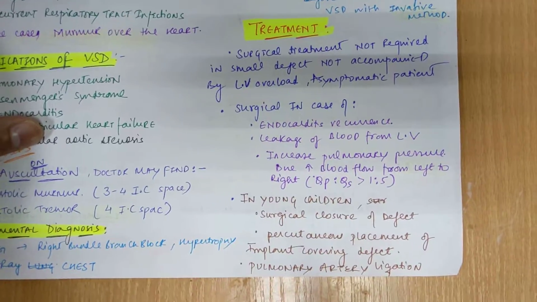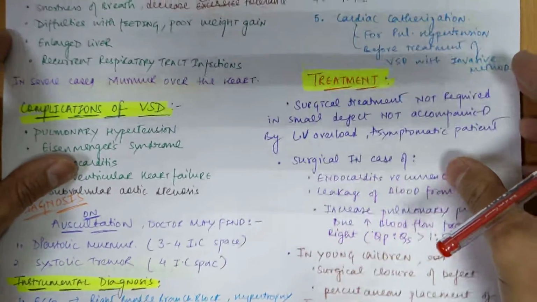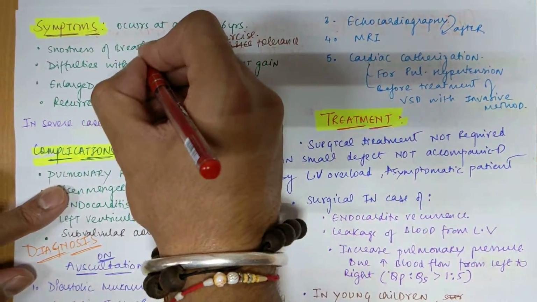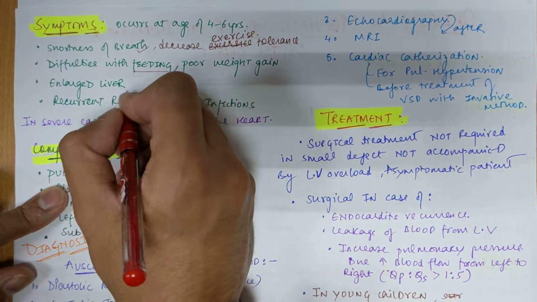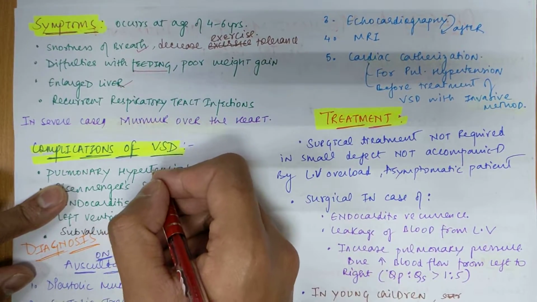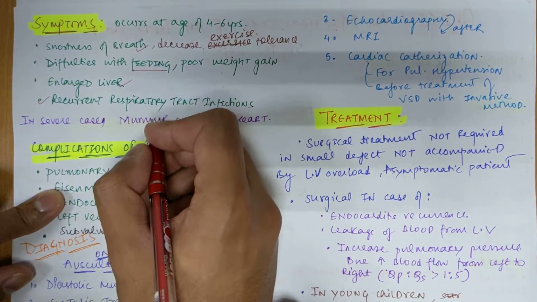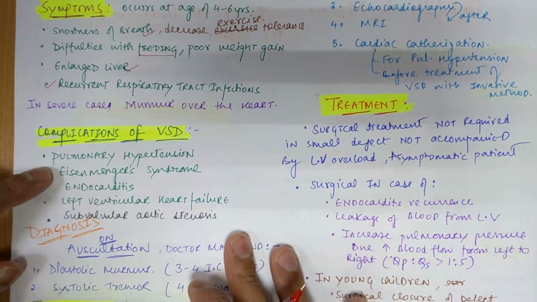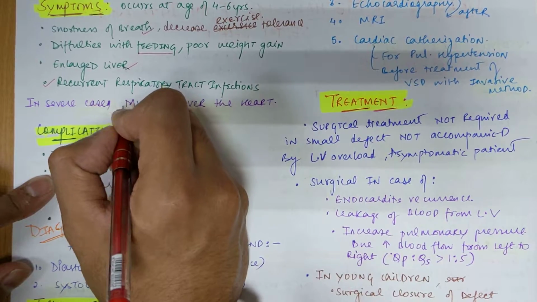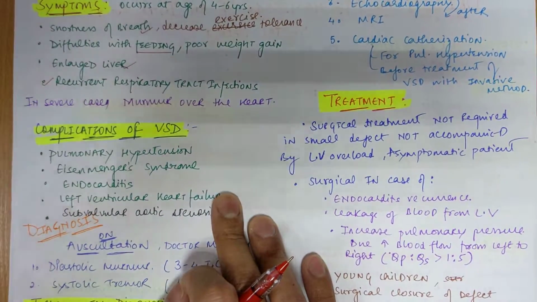Now, next come the symptoms. In the case of symptoms, in a patient you can see dyspnea, that is shortness of breath, difficulty in feeding, poor weight gain, and an enlarged liver. Patients with recurrent respiratory infections will also develop. In severe cases, there will be a murmur or palpitation over the heart area.